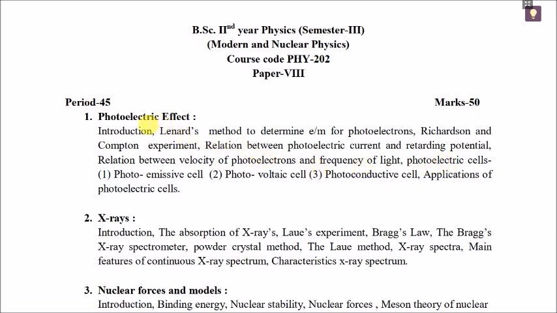After studying the photoelectric effect, we will discuss different applications of this effect, means which devices are working on the photoelectric effect. Some of these are photoelectric cells, of which the first one is the photoemissive cell, then the photovoltaic cell, and the photoconductive cell. These are some of the devices or applications of the photoelectric effect. So overall this chapter includes all about the photoelectric effect.